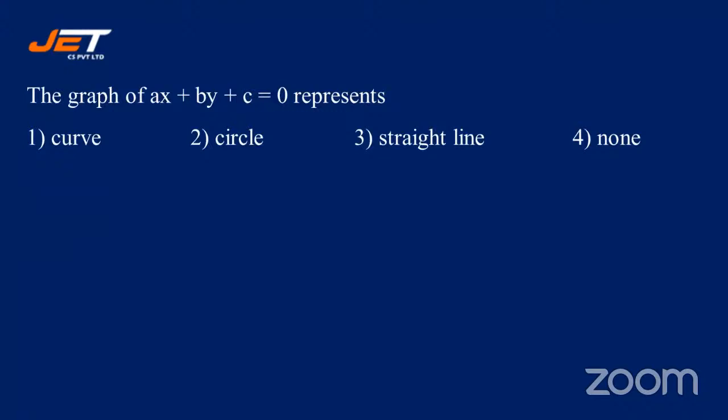The graph of ax plus by plus c is equal to 0 represents dash. Does it represent a curve? Does it represent a circle? Does it represent a straight line or it represents nothing? Okay, so ax plus by plus c is equal to 0. Very straightforward question it is.